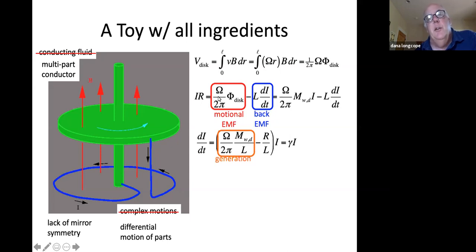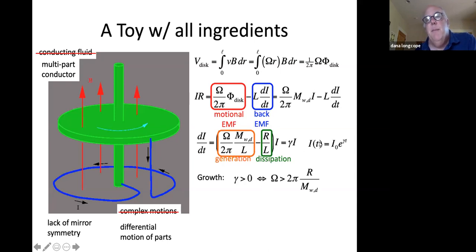We have IR is equal to the EMF, and there's this motional EMF, which is generating it. And then there's a back reaction, a back EMF from its self-inductance. And then I rewrote this all, and you get basically a differential equation for current, which involves the rotation, which is the generator, out here in the orange box, and then the dissipation is the resistance. Okay, and that basically goes into a growth rate gamma. So the current will grow or decay exponentially.